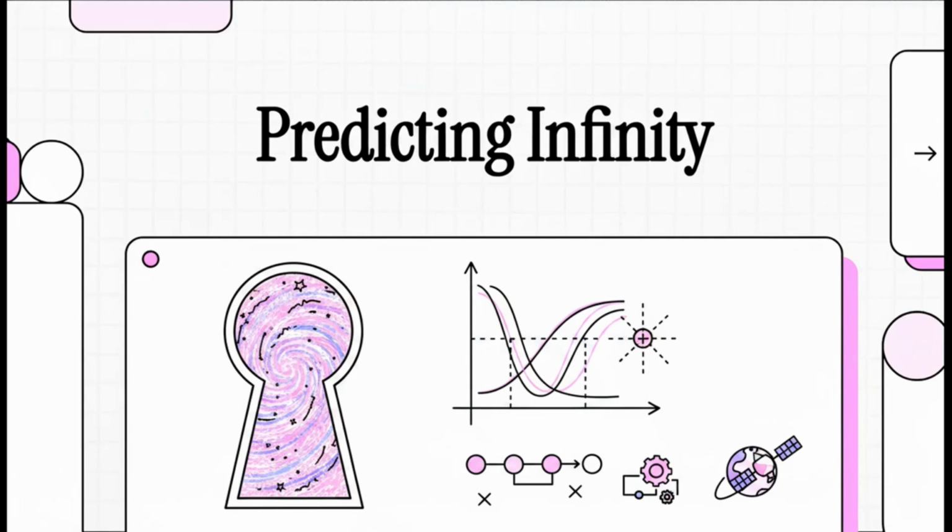Hey everyone, let's dive into something truly mind-bending today. Have you ever wondered how mathematicians can predict the global behavior of incredibly complex functions by looking at just one infinitesimally small point? It's like looking through a tiny keyhole and being able to perfectly draw the entire universe on the other side. Let's see how this math actually works in the real world.